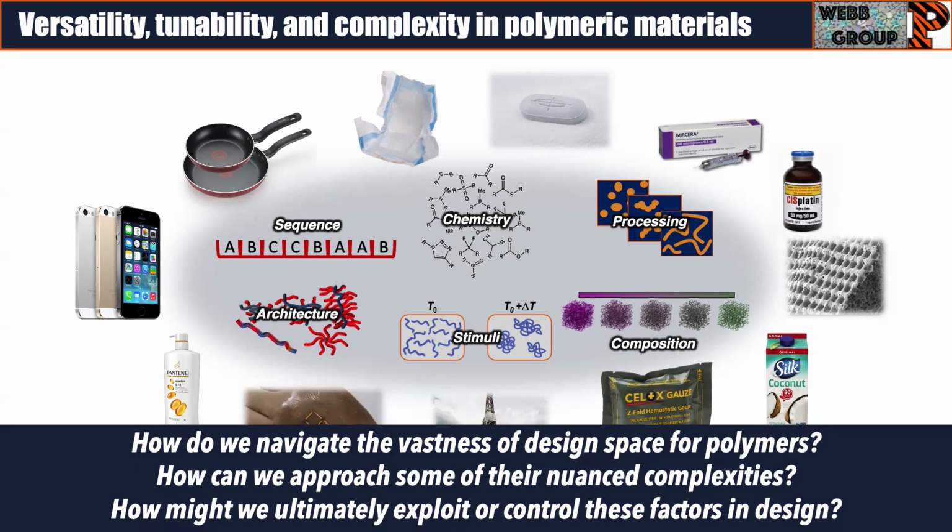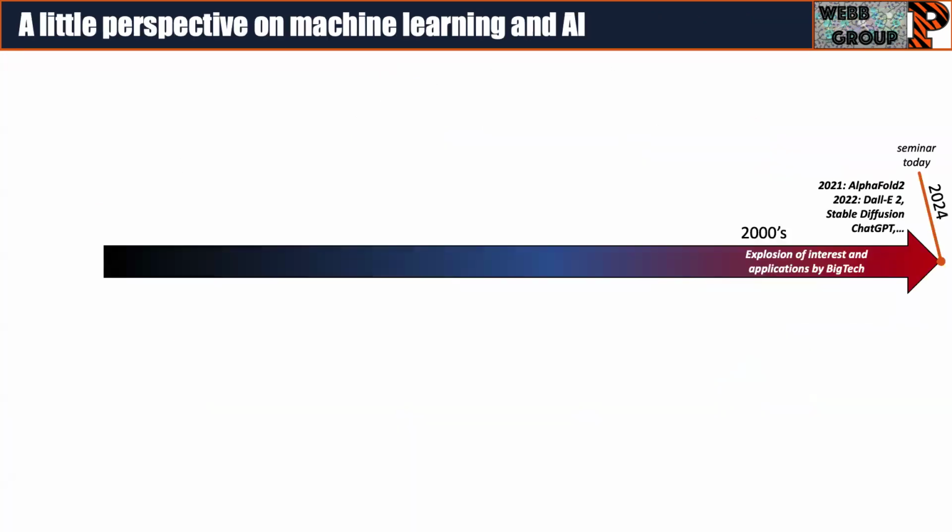In light of the fact that a lot of the methods that we might commonly think about may not be immediately appropriate for addressing the complexities induced by macromolecular materials. And ultimately, how can we navigate design? We obviously think that machine learning has a large role to play in that process. So I'm going to give you a little bit of perspective.